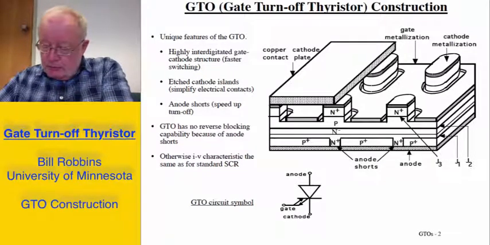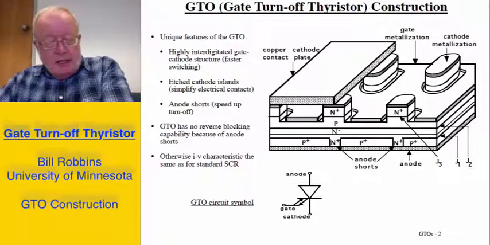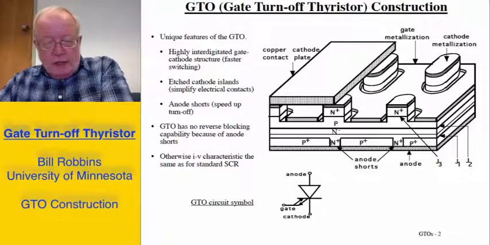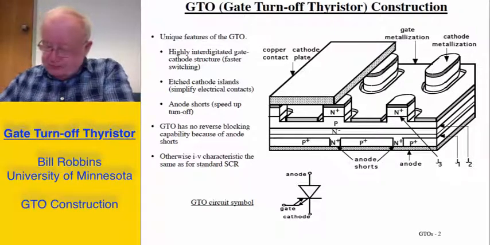The GTO symbol is shown down here below. It looks like the standard symbol for a thyristor with the exception of the two parallel lines here in the gate area. Those two lines, which have arrowheads indicating both positive gate current going in to turn it on and negative gate current coming out to turn the device off.